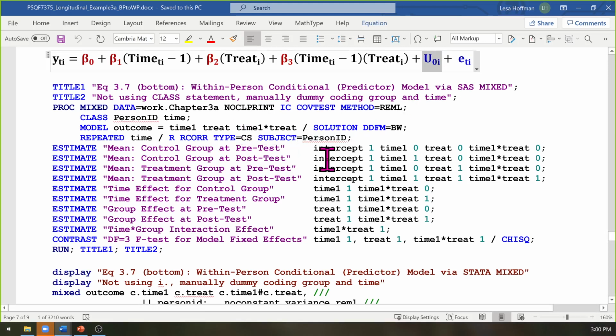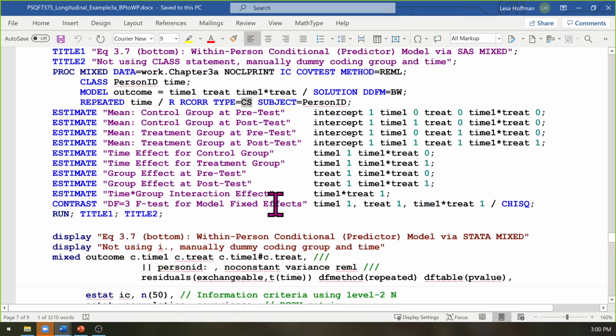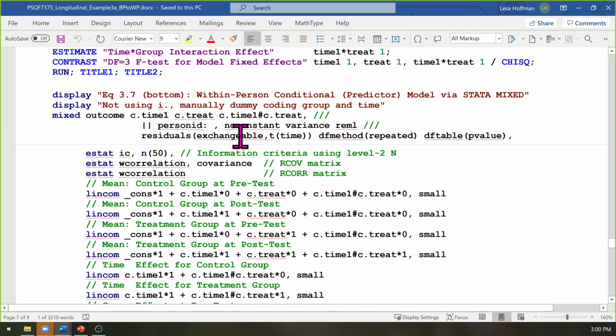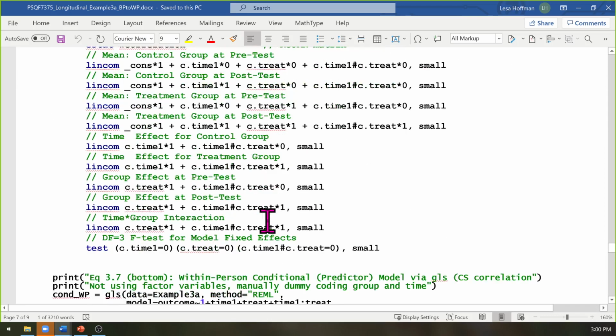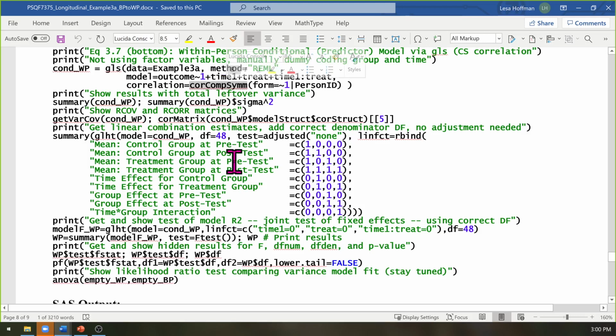All of the code looks exactly the same, except those two letters. CS, back to compound symmetry. Exchangeable in Stata. That will make more sense in our next example, by the way. When we have 6 occasions, you will see that exchangeable means all the covariances are the same and all the variances are the same. And in our land, we're back to compound symmetry as a structure that's built in.